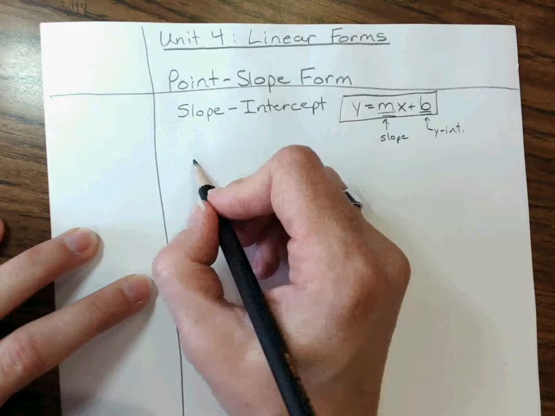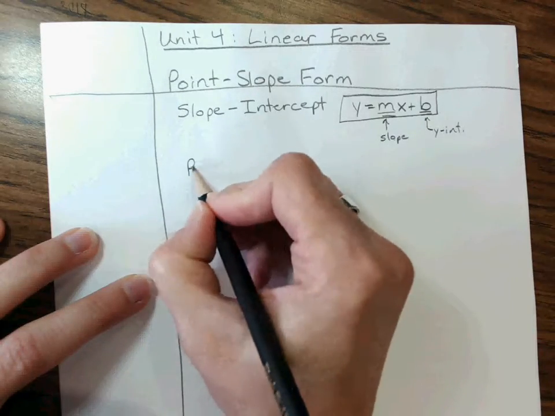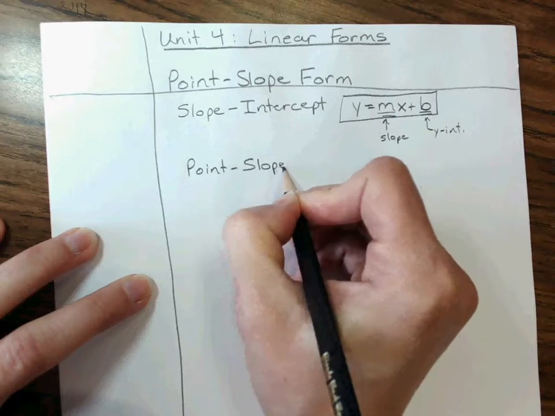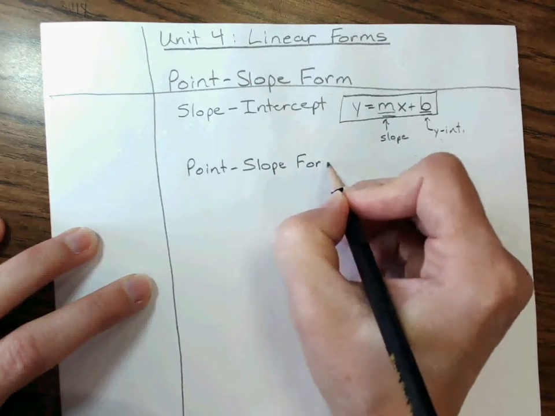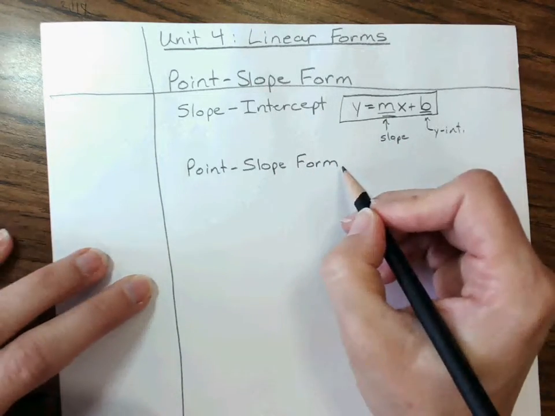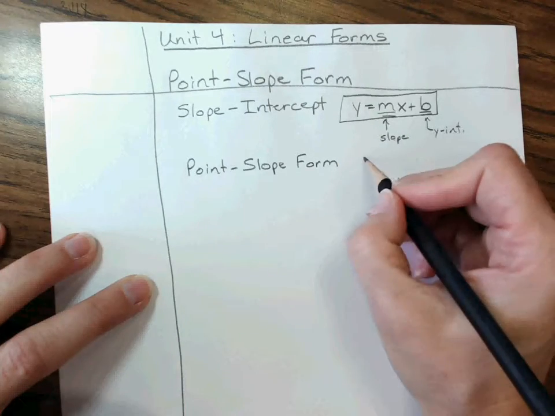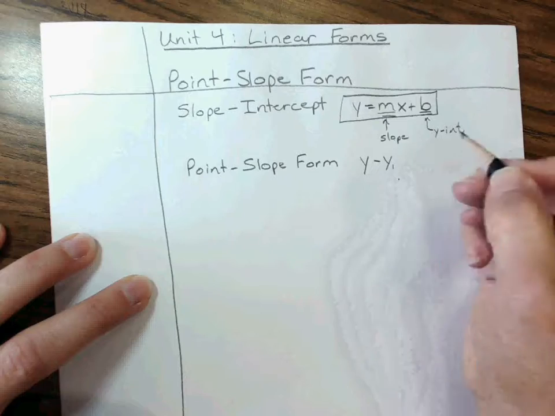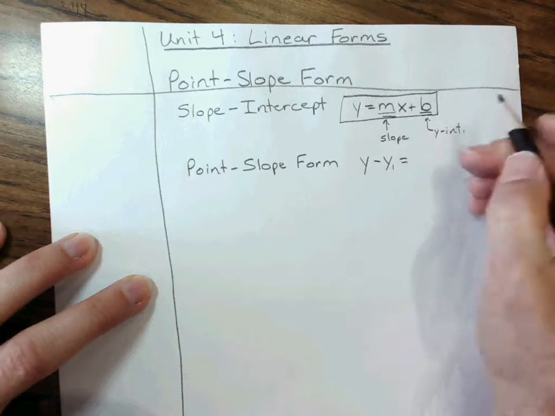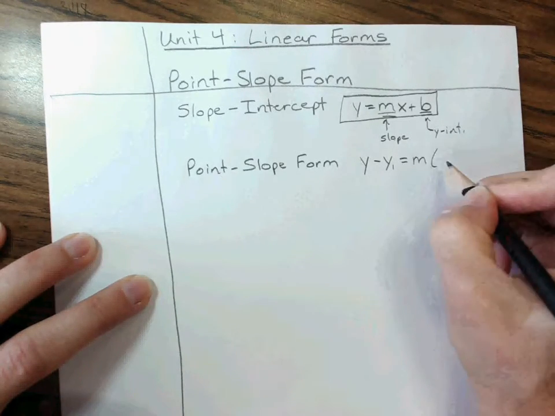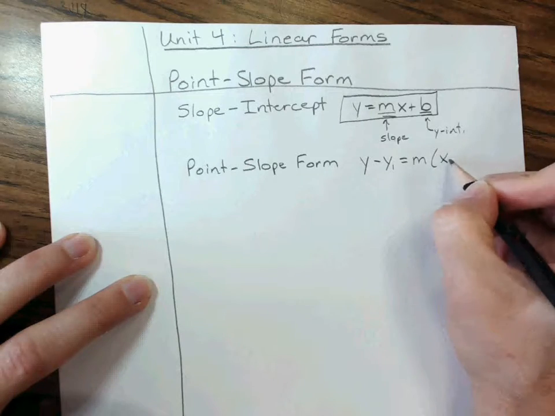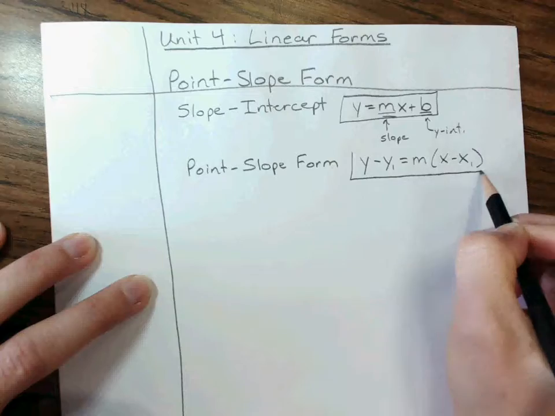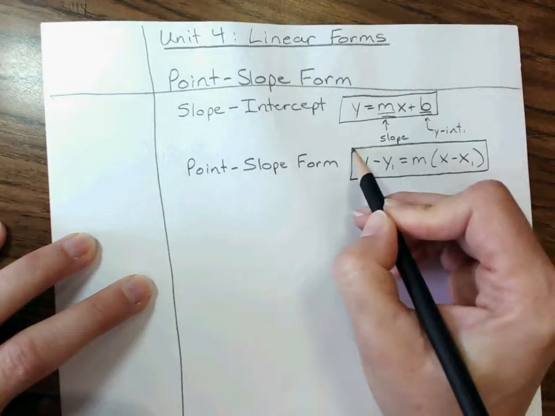So the one that we're going to learn today is called the point-slope form, because sometimes we are given a point and a slope and asked to get the equation of the line. So we're going to write down the formula first. So the formula is y minus y sub 1, it's got a little 1 down there, is equal to m, the slope, times x minus x sub 1. So put yourself a little box around this. This is going to be the main formula that we use today.